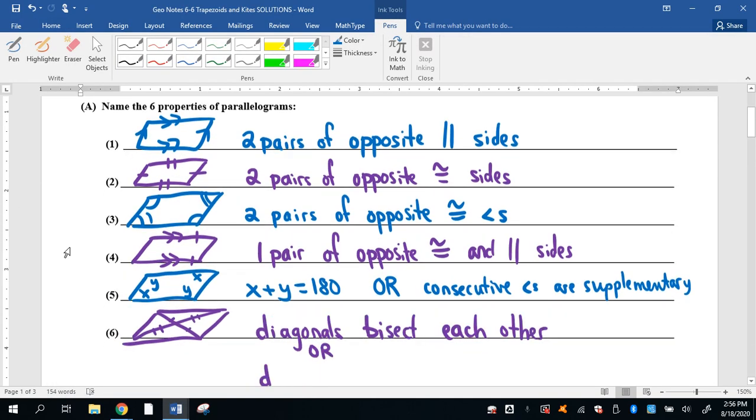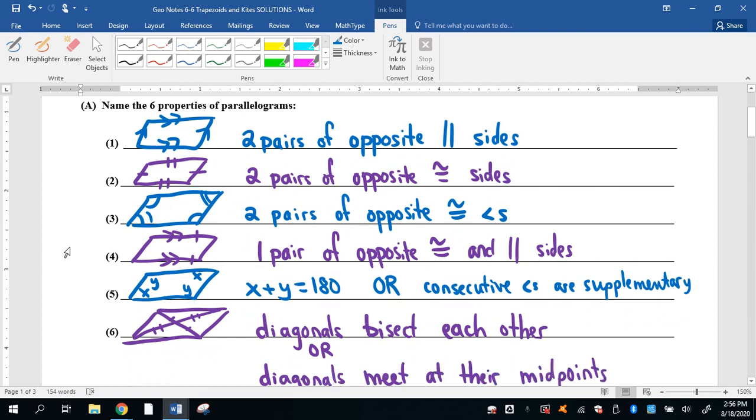And so the 6 properties of parallelograms can be in any order, but you must have a picture that corresponds to what your words are. So 2 pairs of opposite parallel sides, 2 pairs of opposite congruent sides, 2 pairs of opposite congruent angles, 1 pair of opposite congruent and parallel sides. The angles that are consecutive or next to each other are supplementary, or in other words, x plus y is 180 degrees, and the diagonals bisect each other.